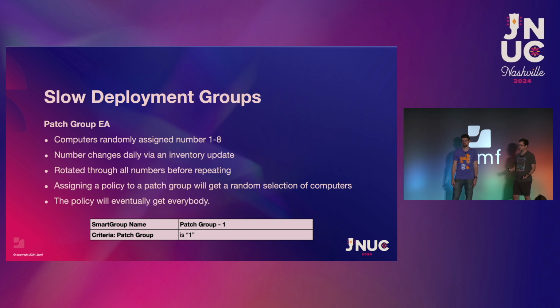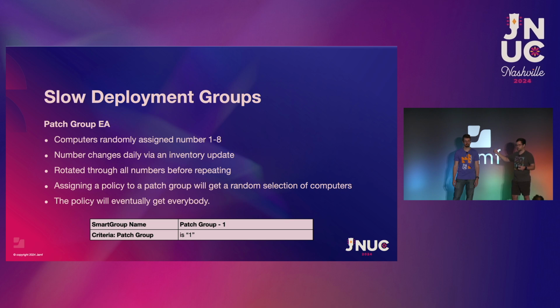And what it allows us to do is somewhat scope our policy to everybody eventually. And what that means is that we've created an extension attribute that will randomly generate a number once a day as it continues to check in. And so that way we can scope, say, deployment group or patch group 1 or 2 or 3 or however high you want that number to go.